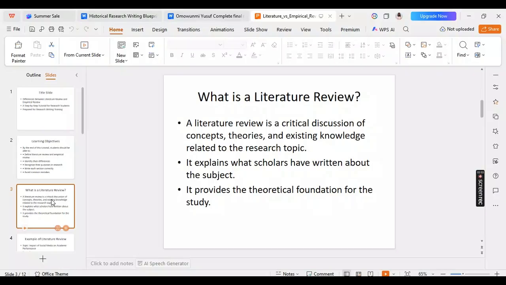So first of all, we're going to be talking about the differences between literature review and empirical review. Understanding this will help you to structure your work properly, perfectly, and also timely. Yes, you understand them, not using them interchangeably like I have always done, thinking they were the same thing.